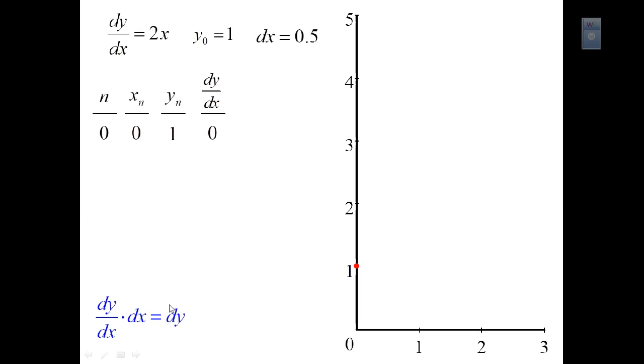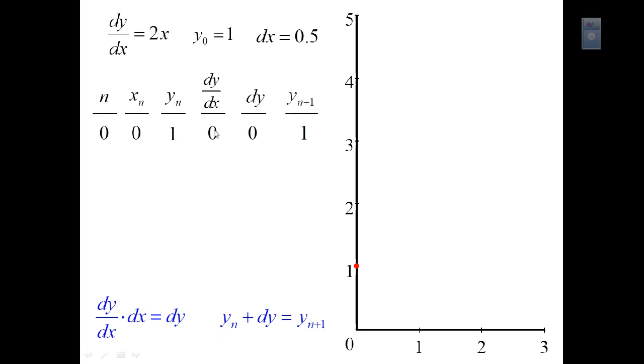Well, what does dy signify? It signifies how much y changes. Then what you want to do is find the next y value. The way you find the next y value is you take the current y value, you add how much the y changed, and that gives you the new y value. And that's what this is down here.